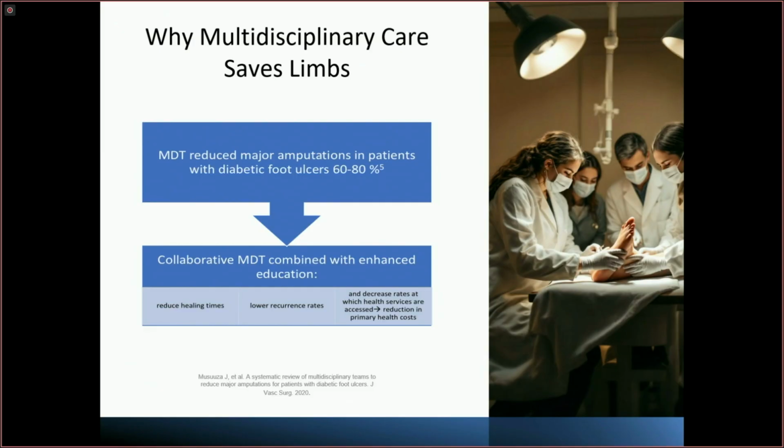Programs that have integrated vascular surgeons, podiatrists, wound care specialists, endocrinologists, as well as physical therapists have reduced lower extremity amputation rates by 60 to 85% in various healthcare settings.